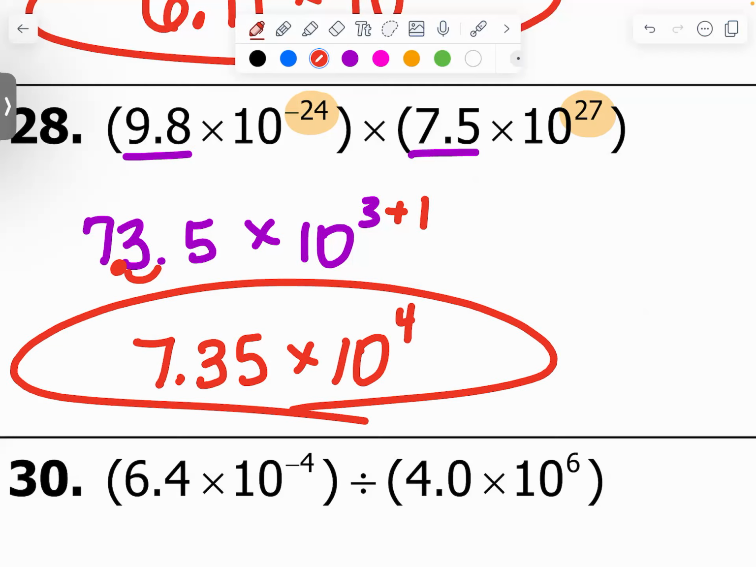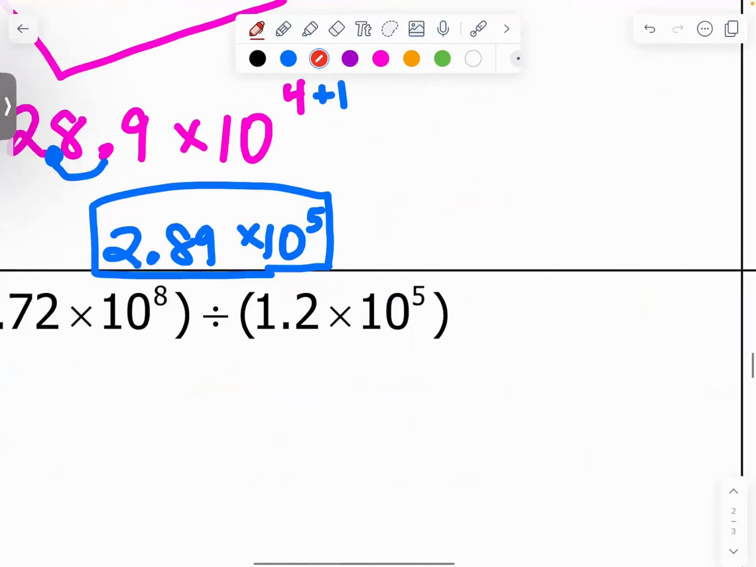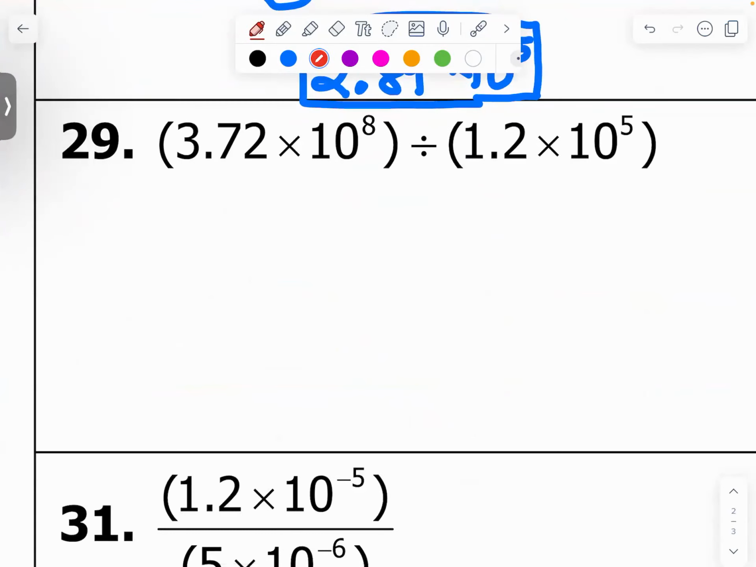What if it's negative? So if we move the decimal to the left, we add. If we move the decimal to the right, we subtract, no matter what the number is. Okay? All right. Now, in 29, what's our operation?